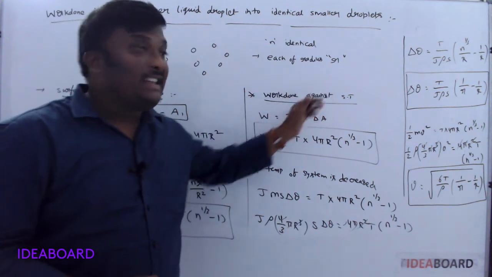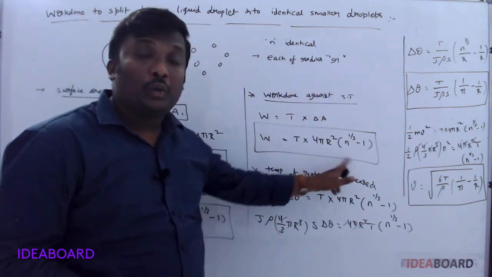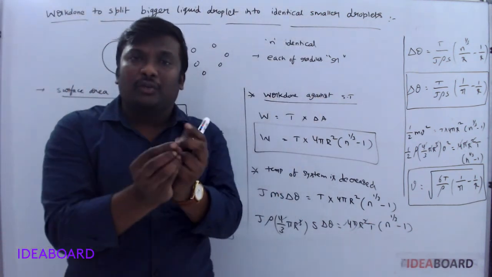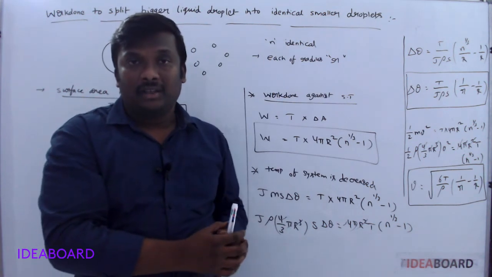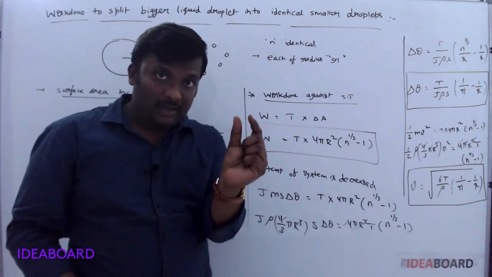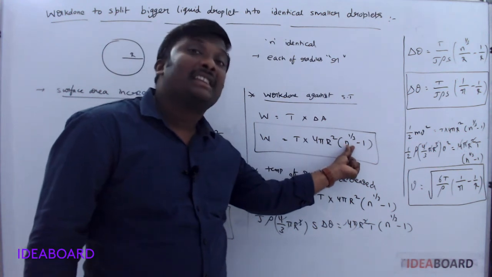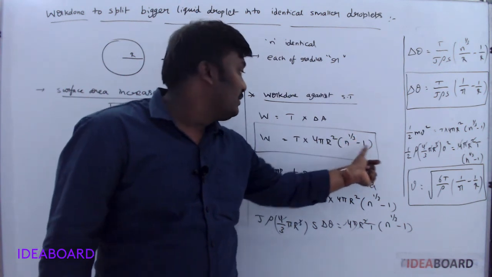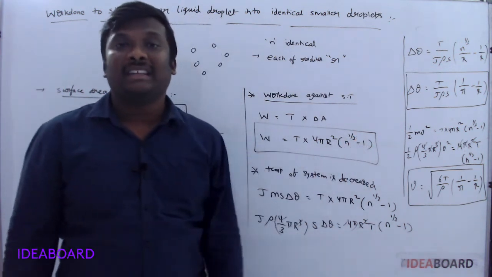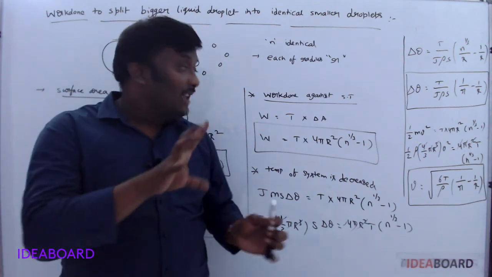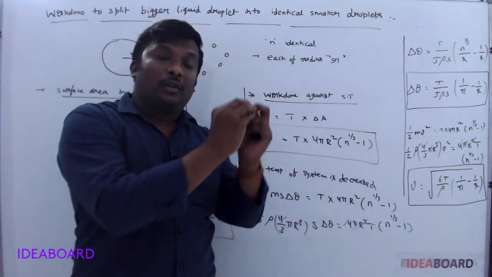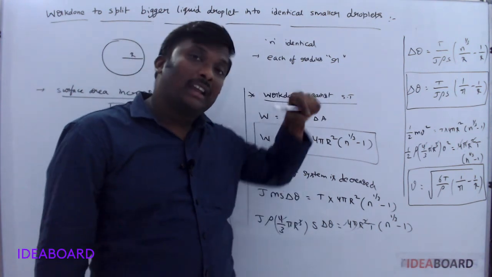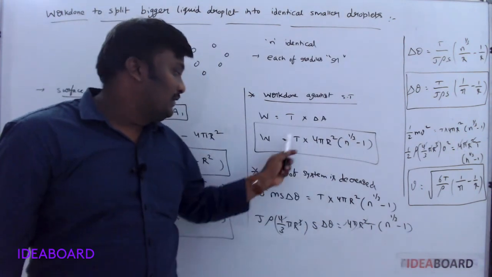Understand? Next, the work done against surface tension formula is 4 pi r square T into n power 1 by 3 minus 1. They have very clearly given here: a bigger droplet splits into 27 smaller droplets. 27 indicates the number n. That number can be written as 3 cube. So 3 cube to the power 1 by 3, the 3s cancel, 3 minus 1 is 2, 2 into 4, so 8 pi r square T is the answer. All the droplet counts are given like 8, 27, 1000, 125, in terms of powers. Then you can use this formula.